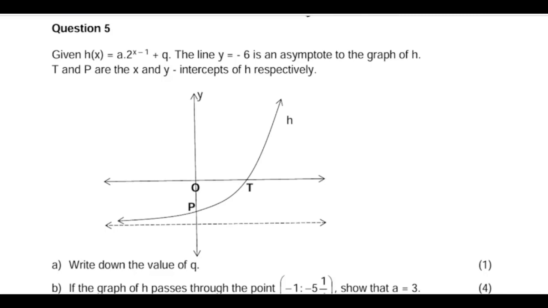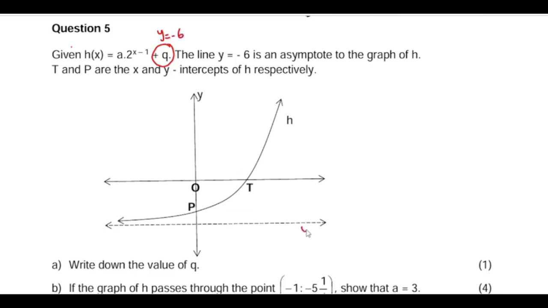So we are given h of x equals a multiplied by 2 to the power x minus 1, plus q. This is exponential. And the line y is equal to minus c is an asymptote. What I need you to understand is that the asymptote of the exponential function is the value of q. So this q, it's y equals minus 6.